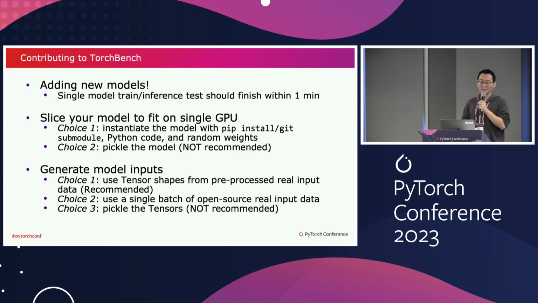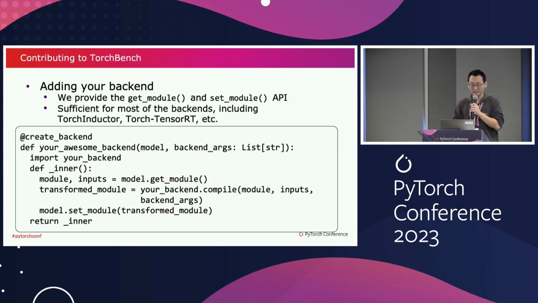And the third choice is not recommended. We can only use it when the first two options are not available, which is to pickle the tensors. Because if you use pickled tensors, we cannot tune the batch size anymore, and it's also kind of frozen and doesn't follow the code change.